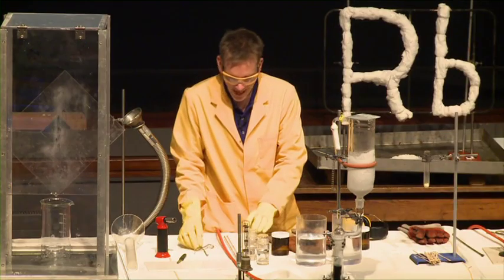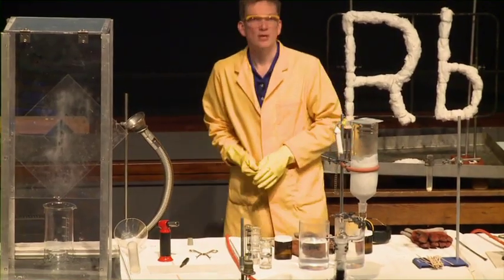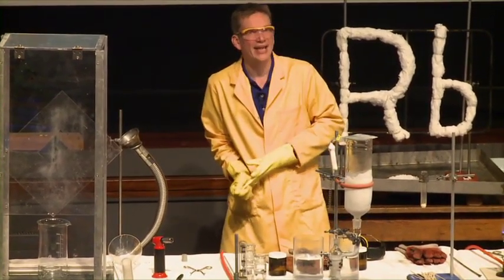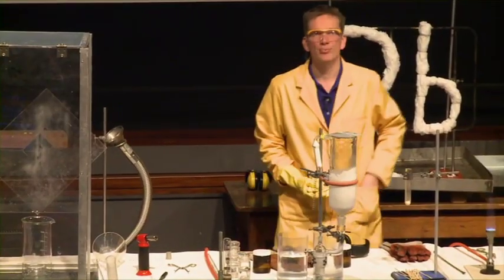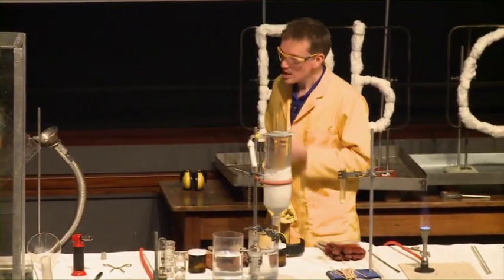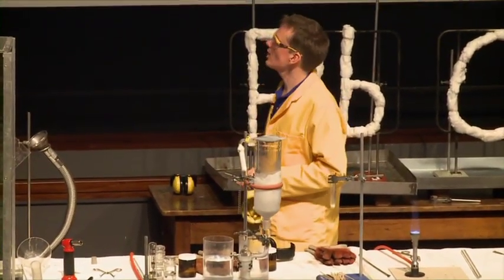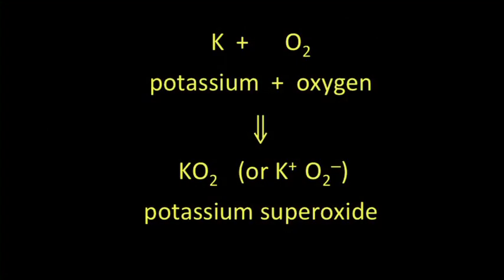What oxides can we get? Well, we can also get the potassium oxide, the same as before, K2O. We can also get the peroxide with a bit more oxygen. But with excess oxygen, we can get another compound. And this compound is called potassium superoxide. So it's got even more oxygen in it.